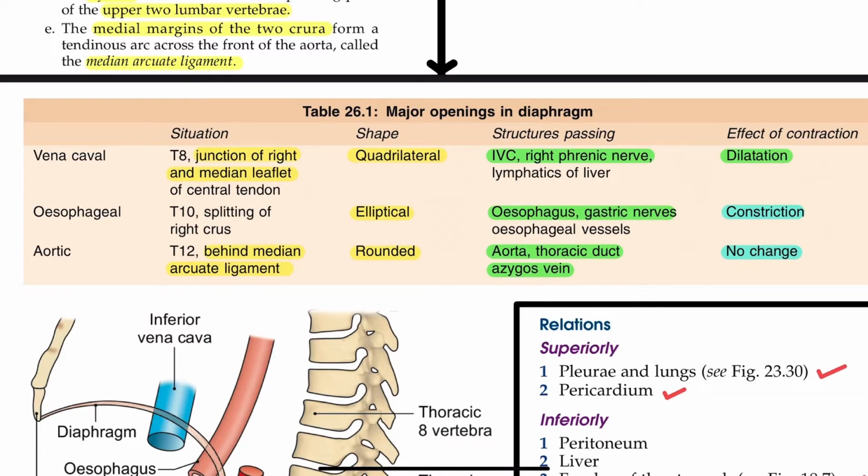Second, you have the esophageal opening at the level of T10, formed by the splitting of the right crus. Okay, if this is the esophagus, the right crus was covering it like this, right? The opening is an elliptical opening. And what structures pass through it? Obviously the esophagus and the esophageal branches of the left gastric artery, and the gastric nerves will be passing. Okay, and if the diaphragm contracts, the esophagus will constrict.